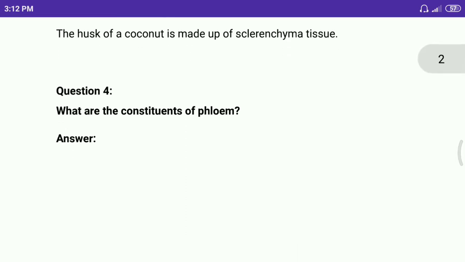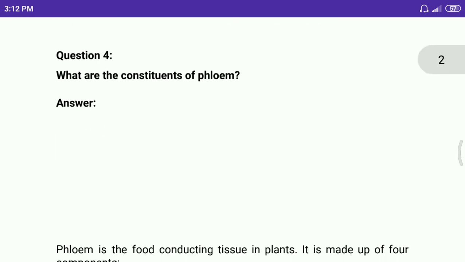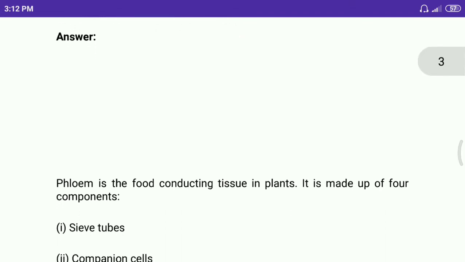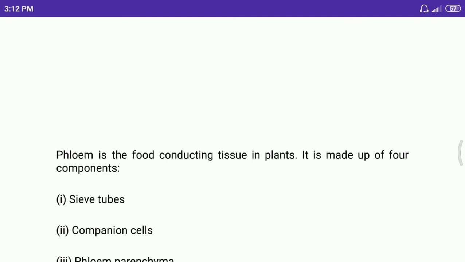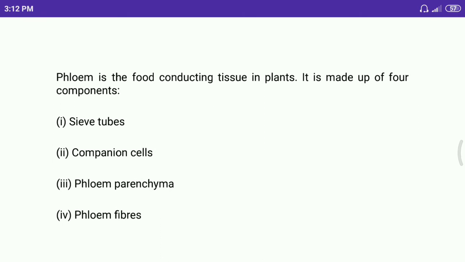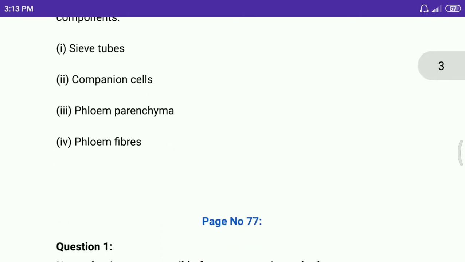So we go further. Fourth question: what are the constituents of phloem? Answer: the phloem is a food conducting tissue in plants. It is made up of four components: sieve tube, companion cells, phloem parenchyma, and phloem fiber.